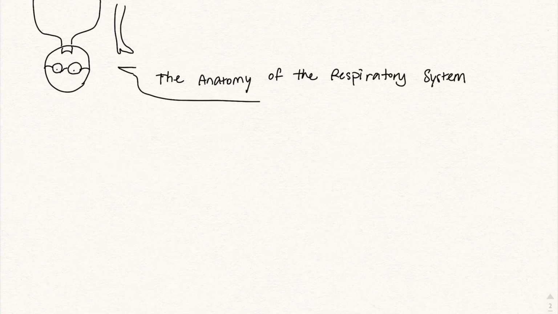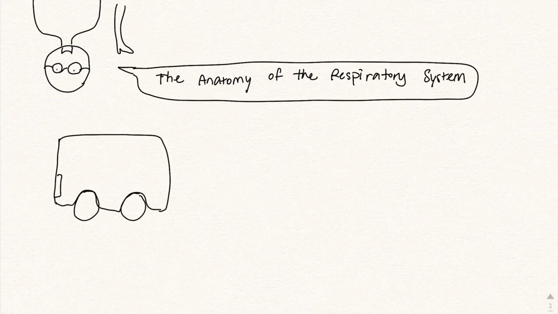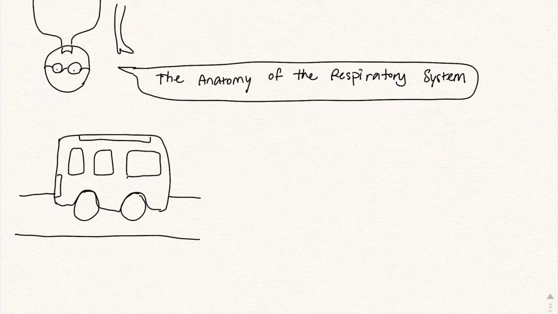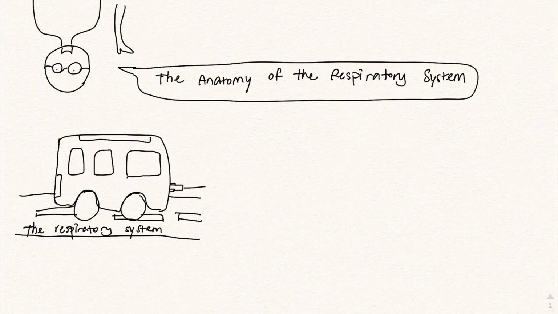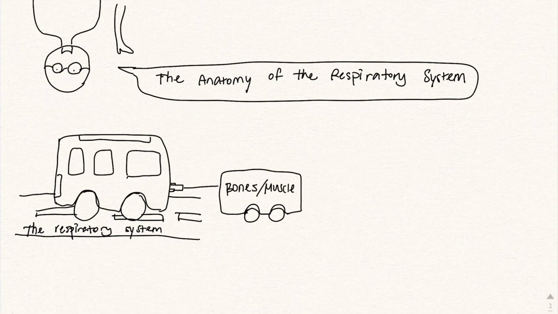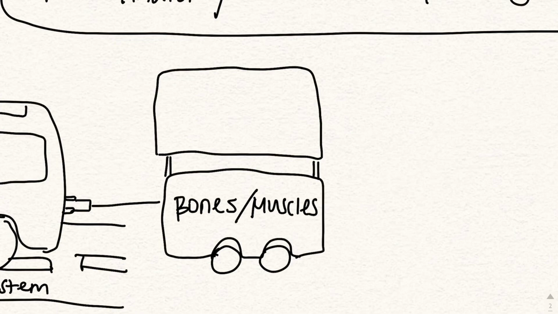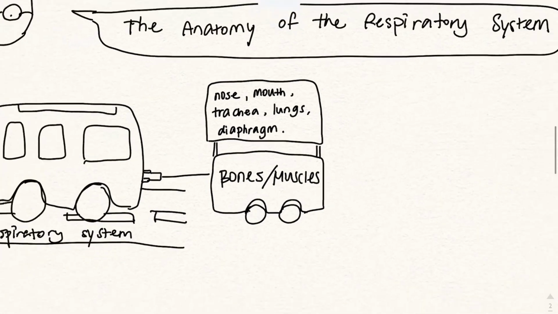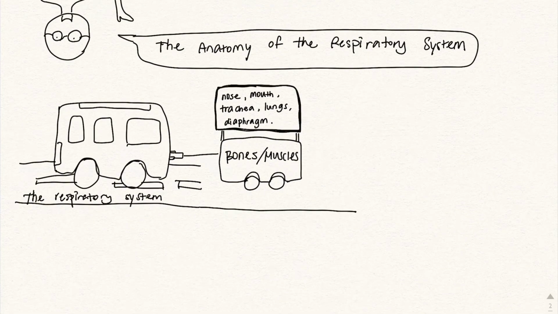So now let's talk about the anatomy of the respiratory system. What does it consist of? The respiratory system generally consists of three main structures. The first structure is the bones and the muscles of the thorax and the abdomen that provide support for the function of ventilation. This includes various organs such as the nose, the mouth, trachea, lungs, and diaphragm. These are located in the thorax and abdomen.